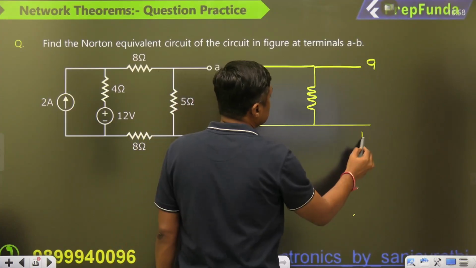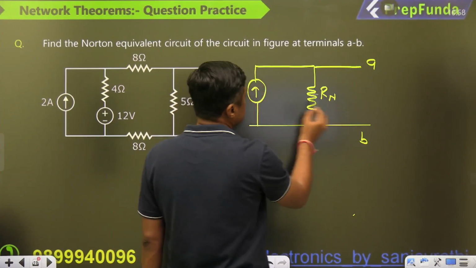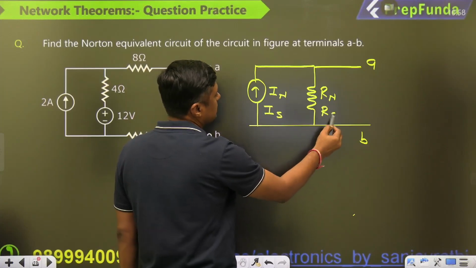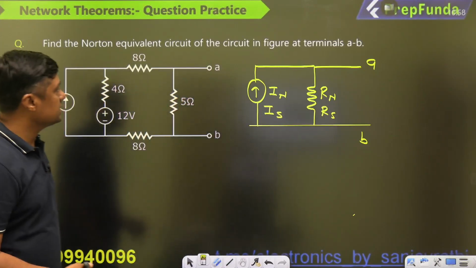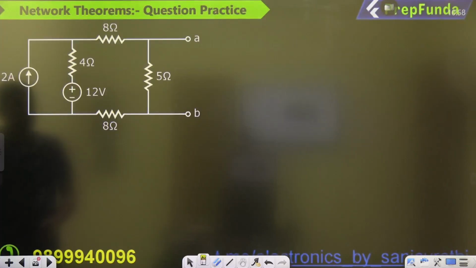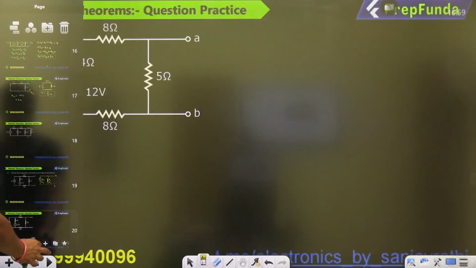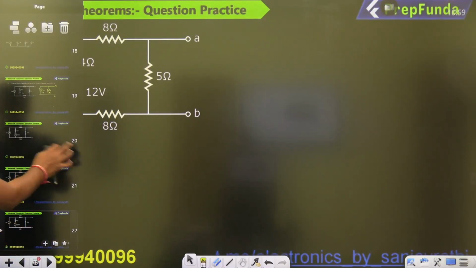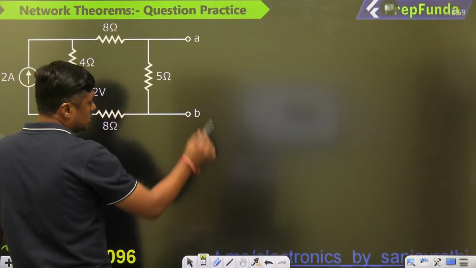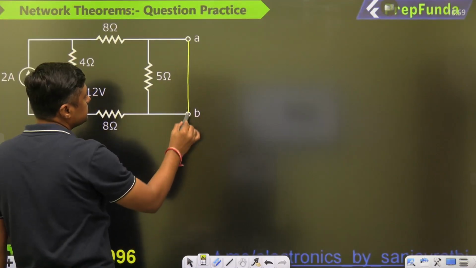This is A, this is B. This is called Norton's resistance, this is called Norton's current. Sometimes it is written as IS, RS. Single voltage source, single resistance. So what is the Norton's current? That is called the short circuit current. Norton's current is a short circuit current. To make it short circuit.